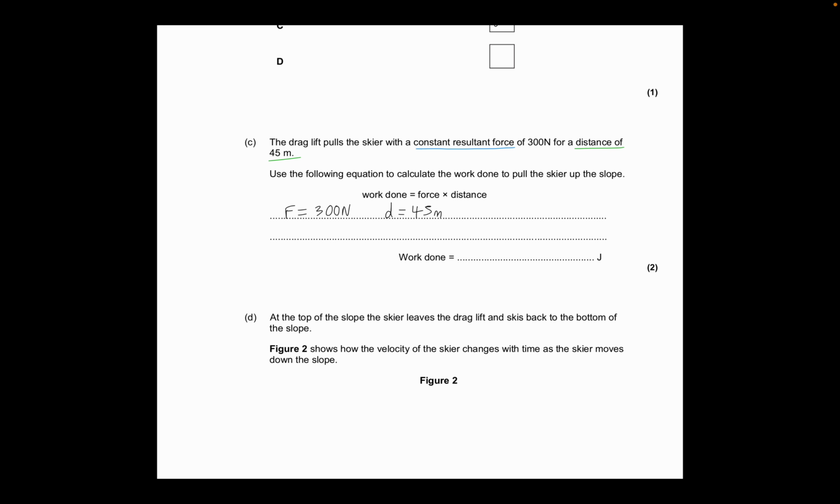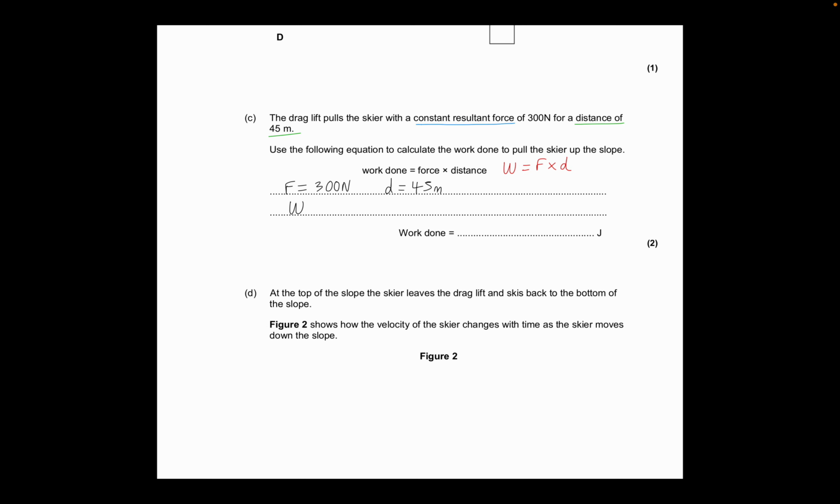You've been given these two values. Now all you need to do is substitute them into this equation to calculate work done. The symbol for work done is W. This formula is W equals F times d. This is the formula in the chapter of energy, so do read up on the chapter of energy.